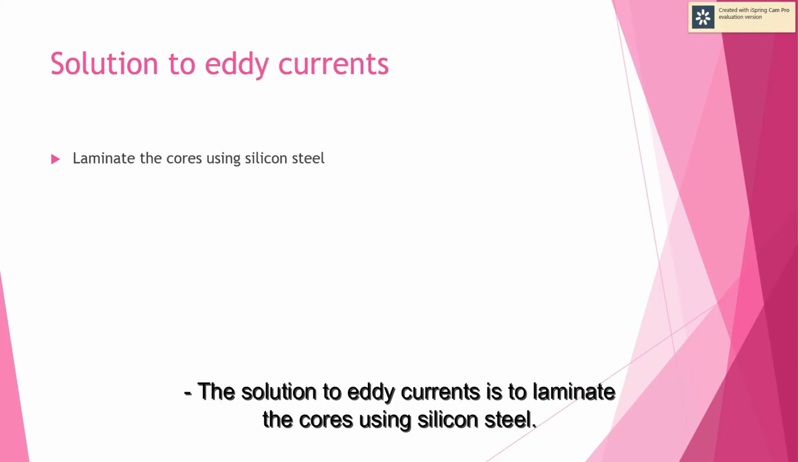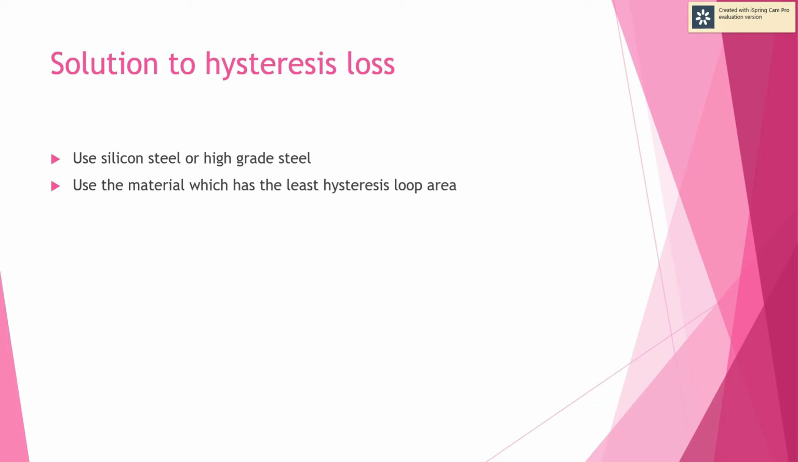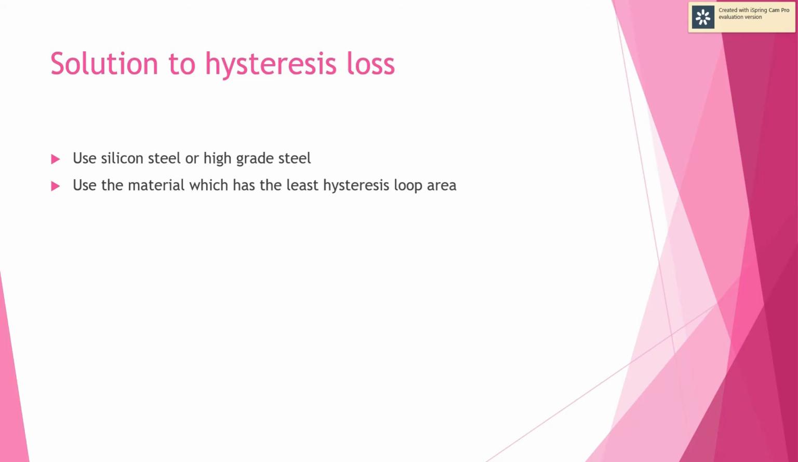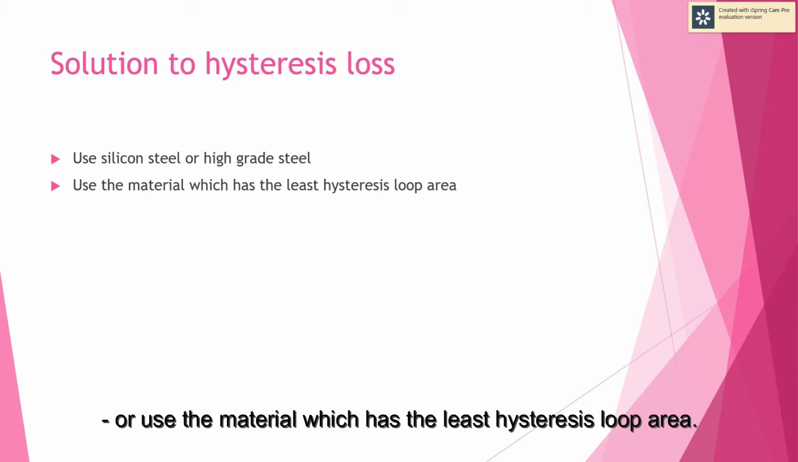The solution to eddy currents is to laminate the cores using silicon steel. The solution to hysteresis loss is to use silicon steel or high-grade steel, or use the material which has the least hysteresis loop area.